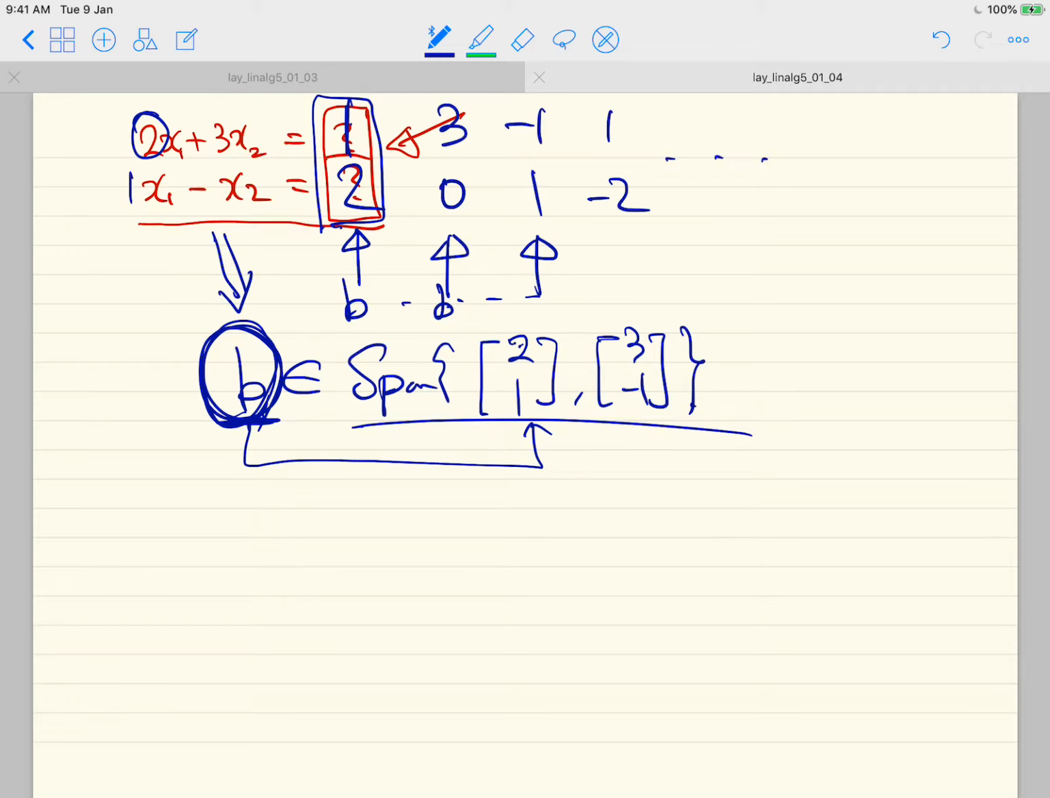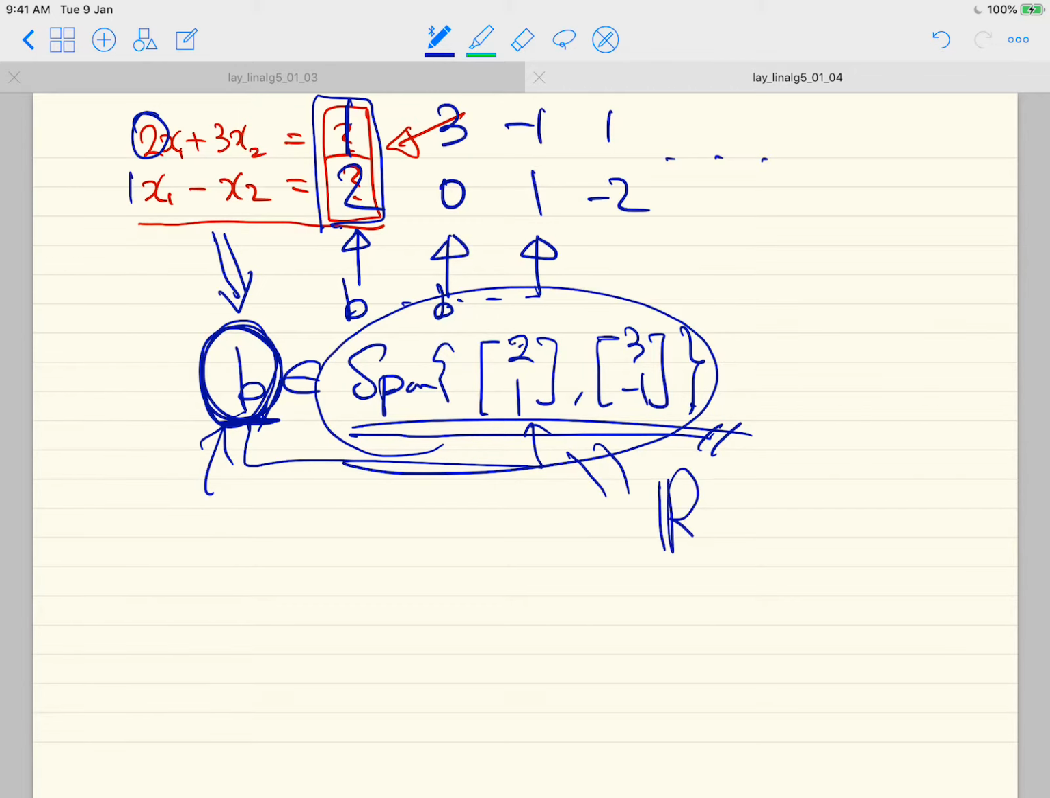Collecting all the possible B's, what will form the collection of these B's? It will just simply fill out all the two-dimensional space, right? The entire two-dimensional space, because we have freedom to choose any vector B in two-dimensional space in this case, right? So all these vectors should belong to this particular set. And what does it mean? This should be equal to just the entire universe, or the entire set of R2, right?